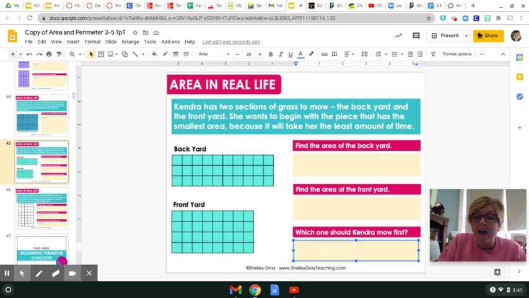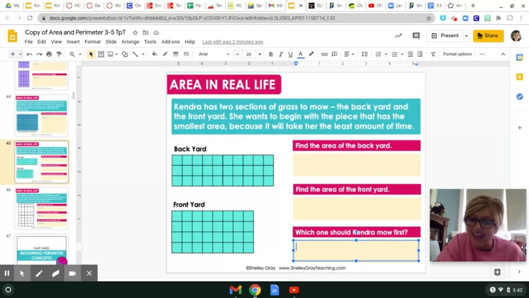And we have been talking about a review of area and perimeter. And today we're going to talk about how we would use area in our real lives. How would it apply to daily life? And I've got a couple of examples that we're going to try to solve together to help us understand that.